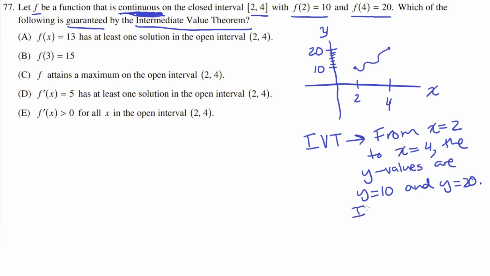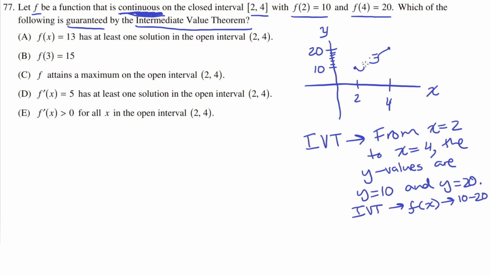So what the IVT guarantees is that the graph of f(x) goes through all of the y values from 10 to 20, meaning every single y value from 10 to 20 has to be located somewhere on this curve. No matter how we draw this curve from 10 to 20, all of the y values will be touched by the curve here. And it doesn't matter how we draw the curve.